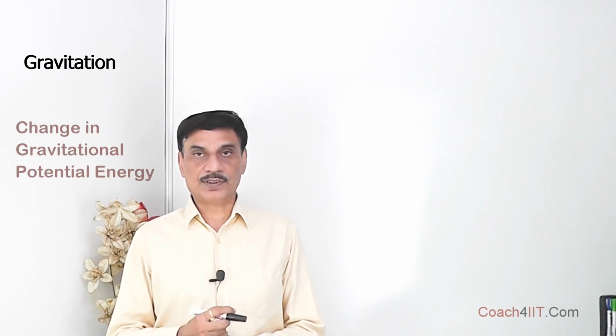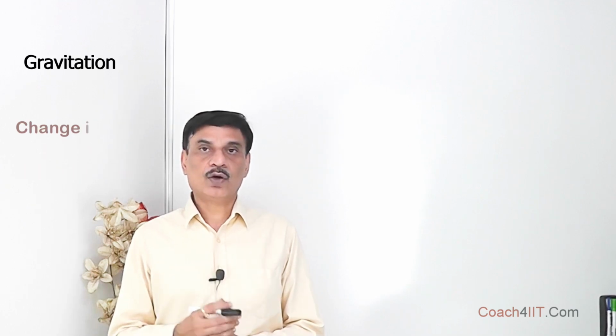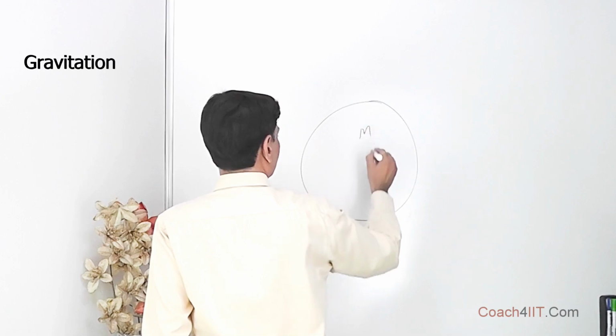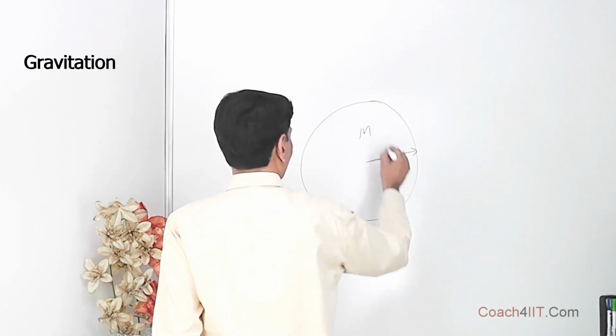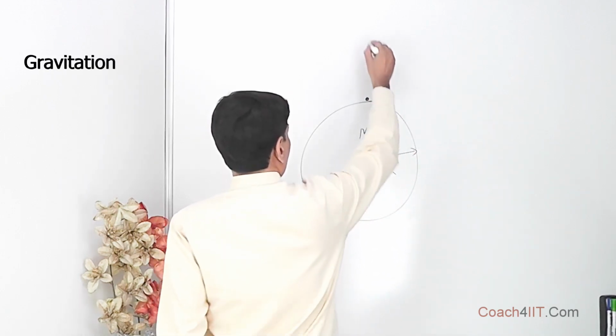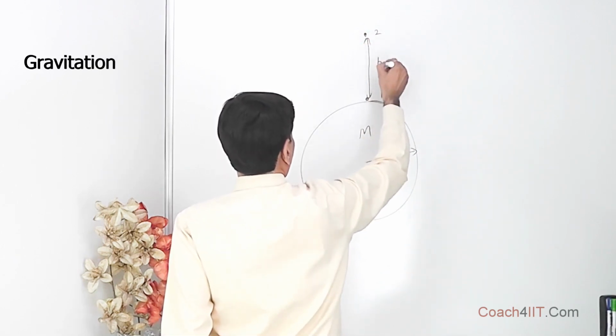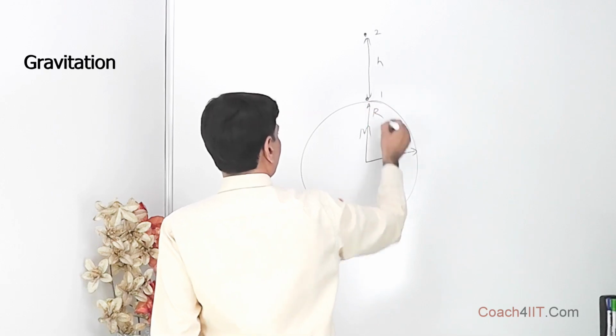The case of a body of mass small m which is raised by height small h from the surface of earth without any acceleration, and we are interested in finding the change in potential energy of this body. So if we take this as earth, mass is M and radius is capital R, we take this as first position and we take this as second position, which is at a height h from here, and this is certainly radius capital R only, obviously.